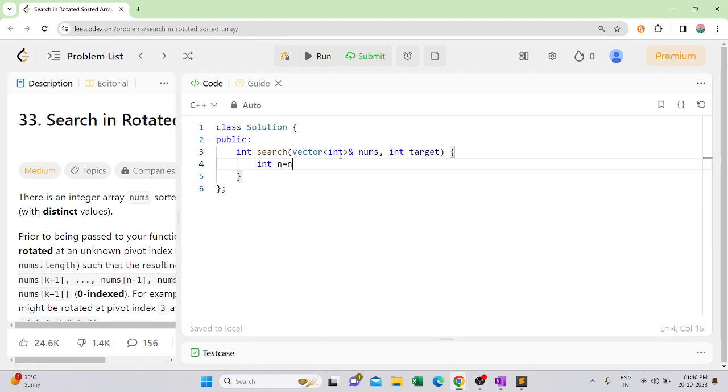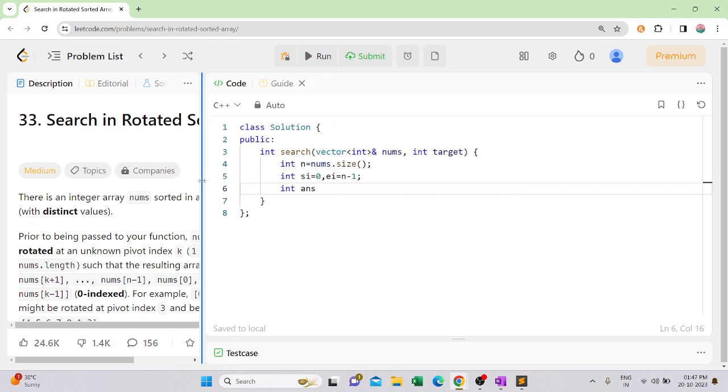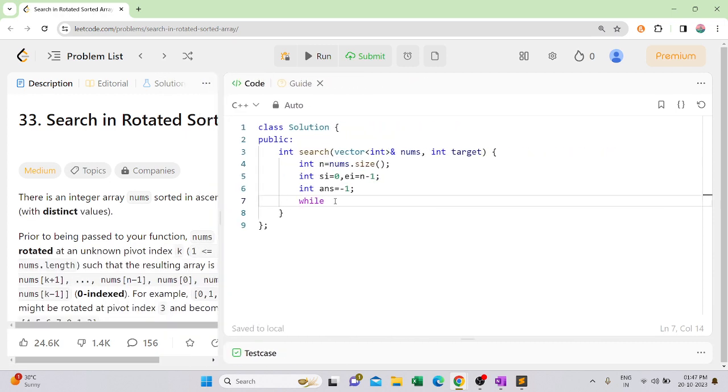Let's keep the size in n. Let's initialize our starting and ending index. Starting index with 0 and ending index with n minus 1, because if the answer exists, then the answer will lie in these indexes only. Let's keep an answer, and there is a possibility that target does not exist. Because of that, we are initializing our answer with -1, because in case target does not exist, we are returning that -1.